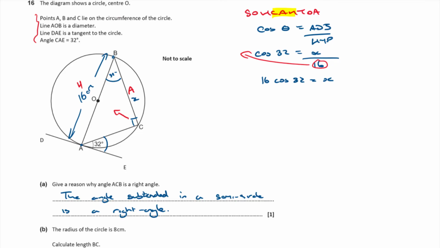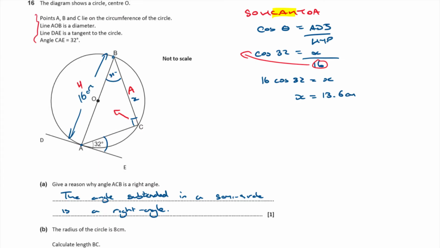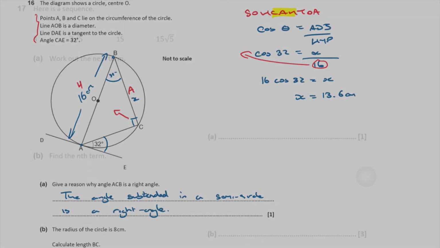Time to grab the old calculator and tap it in. So 16 cos 32 comes out to be 13.56. I'm going to round that off to 13.6. So x equals 13.6 centimeters. Okay, and that is my length BC then, isn't it? So BC is 13.6.